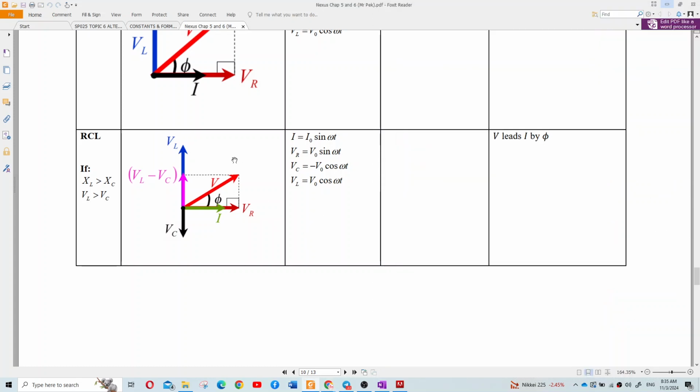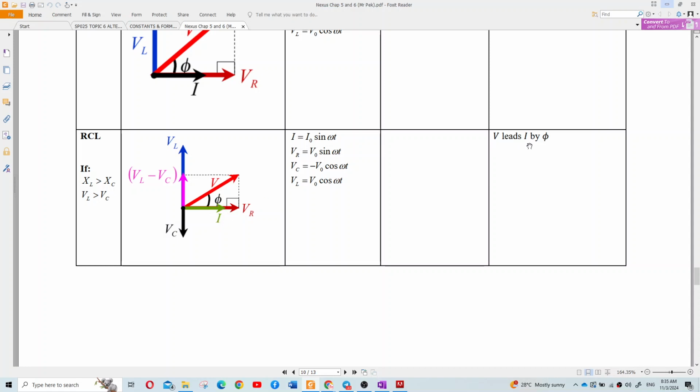Okay, so combine all three. VL minus VC gives us this. And then this pink one with VR, using the Pythagoras theorem, we get the V total. This is V total, class, the V total for all the RCL components. So V total is leading. V leads I by phi radian. Phi is between the total voltage and the total current.